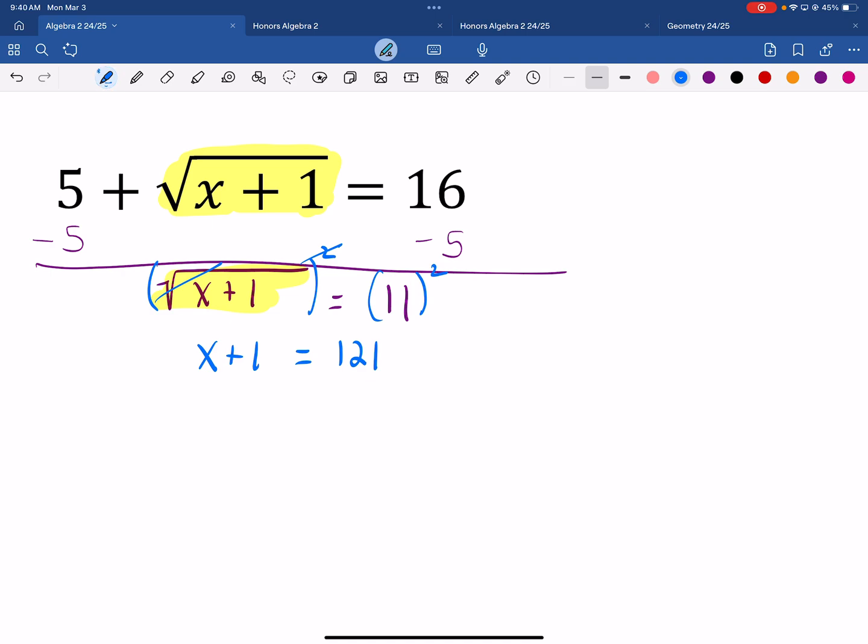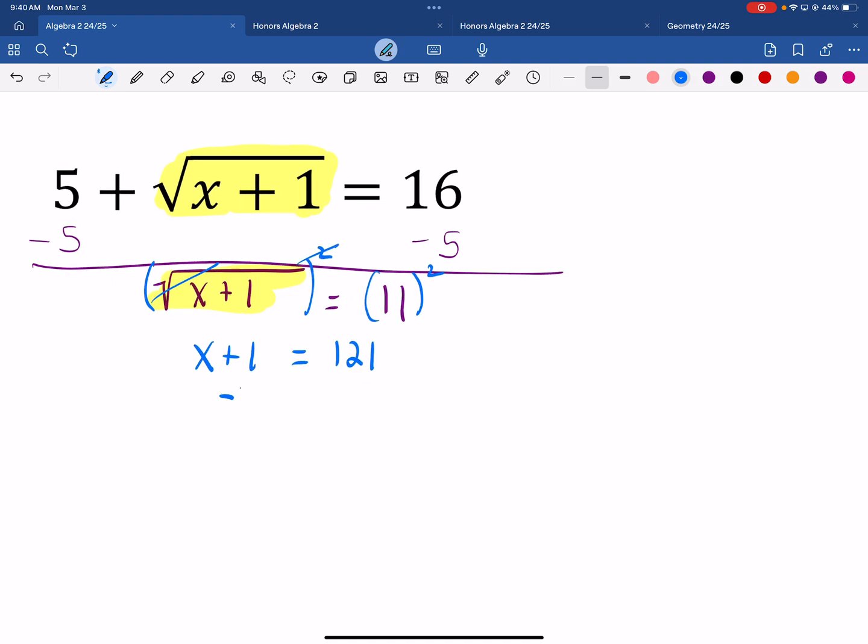So step 1, we isolated. Step 2, we squared both sides. Step 3, we need to solve for x. So we solve for x now. We subtract 1 from both sides. You get x is equal to 120. So step 1, isolate. Step 2, square. Step 3, solve for x. We got our x value at 120.